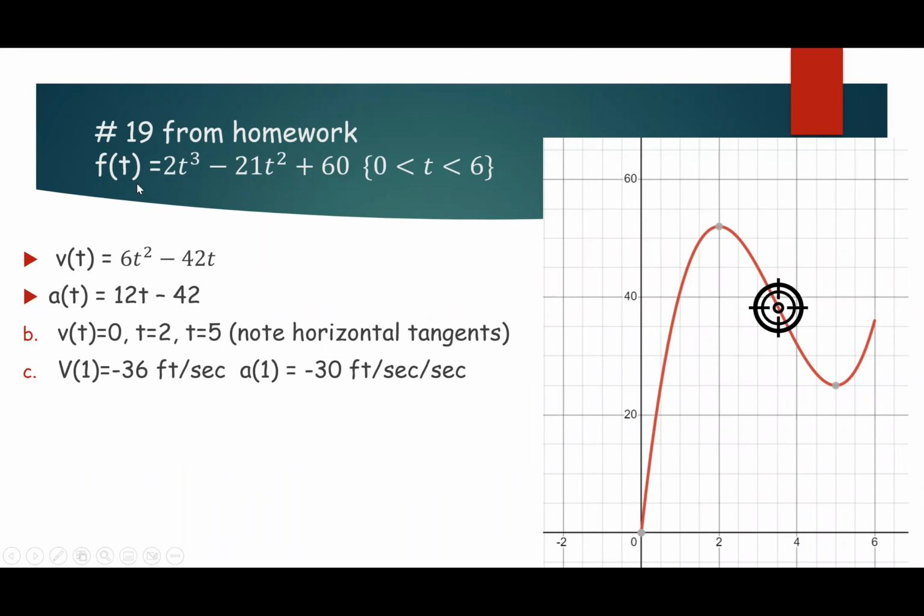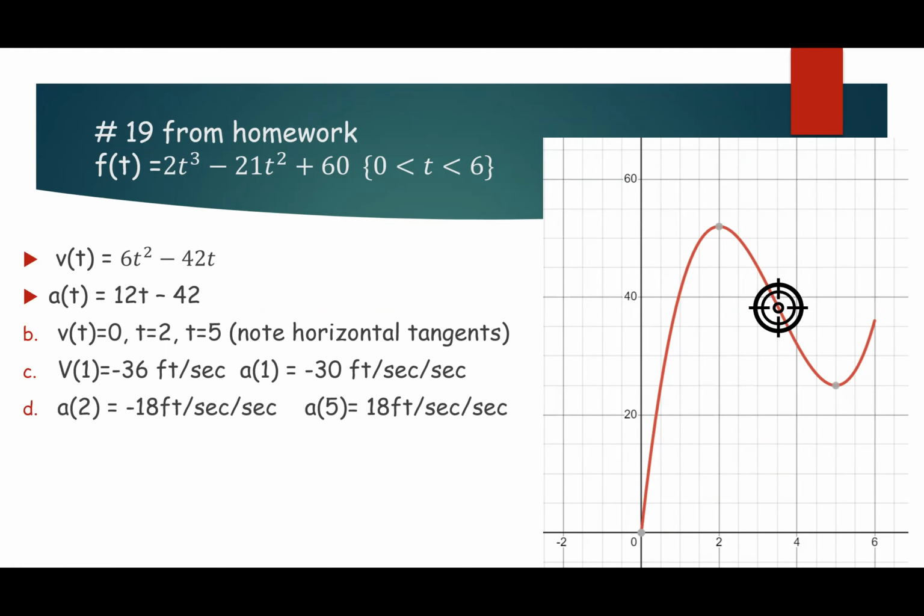So at t equals 1, the velocity is equal to negative 36 because we put in a 1 squared. 6 times 1 is 6 minus 42. I don't think that's the right graph, but 6 minus 42 is negative 36. So the velocity at 1 second is negative 36 feet per second. The acceleration at 1 second is 12 minus 42, or negative 30 feet per second per second. The units are extremely important.